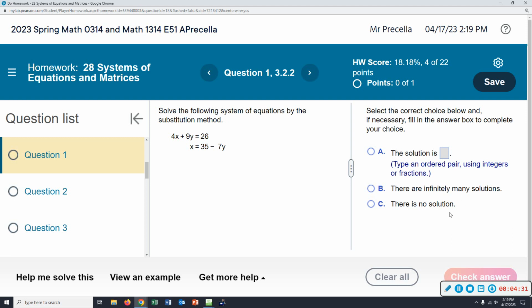Okay, so let's write down these two equations. This is problem number 1. 4x plus 9y equals 26. Next one, x equals 35 minus 7y. Okay, x equals 35 minus 7y.